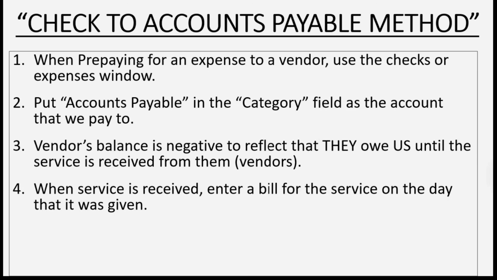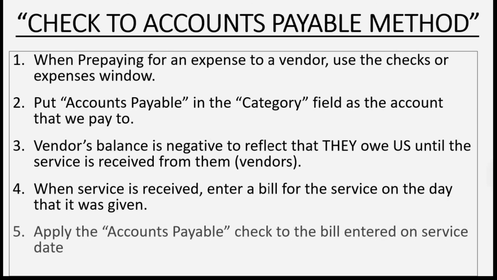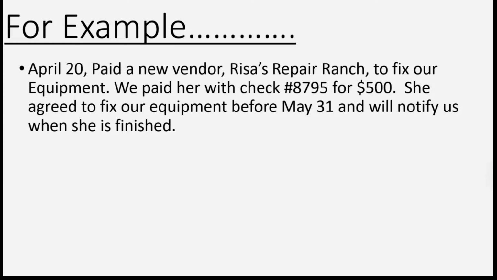When service is finally rendered, we enter a bill for the service on the day that the service was given. Then we apply the accounts payable check to the bill that was entered on the service date. So these are the 4 steps. For example, April 20, we paid a new vendor, Risa's Repair Ranch, to fix our equipment. We paid her with check number 8795 for $500. She agreed to fix the equipment on or before May 31 and will notify us when she is finished.